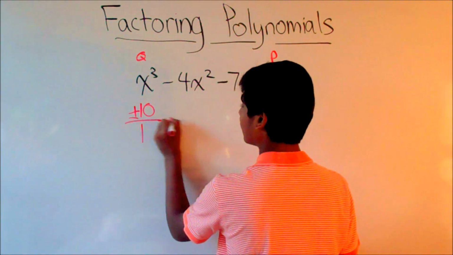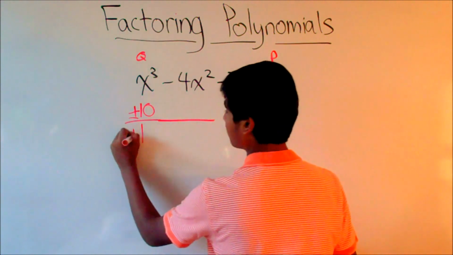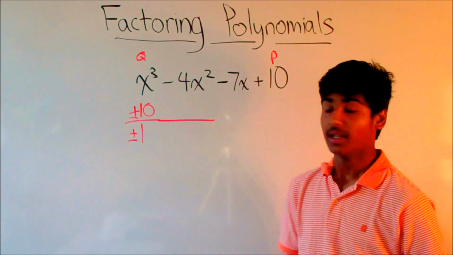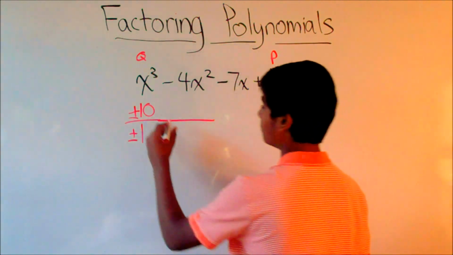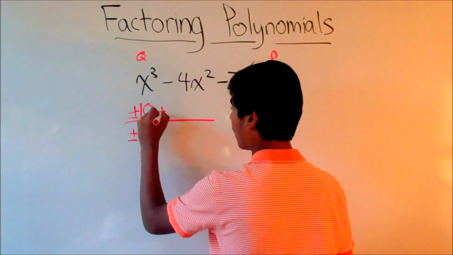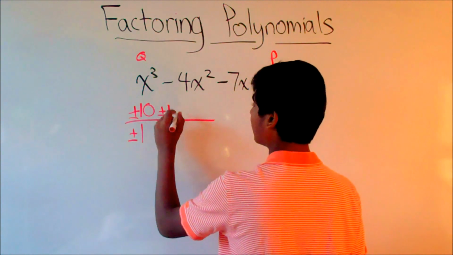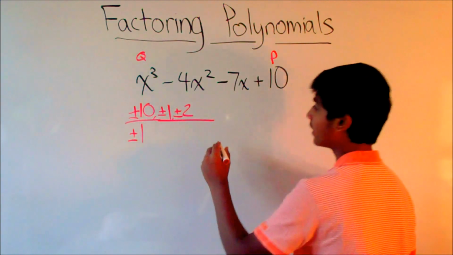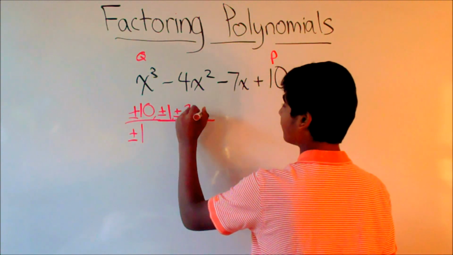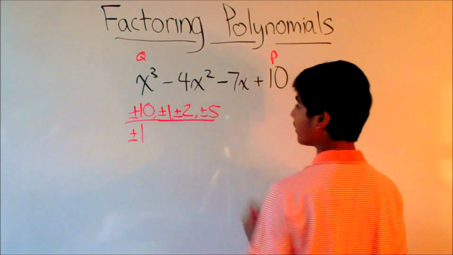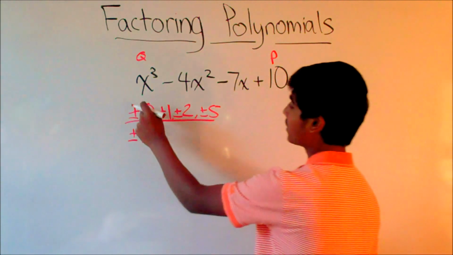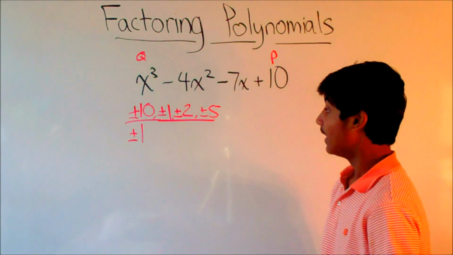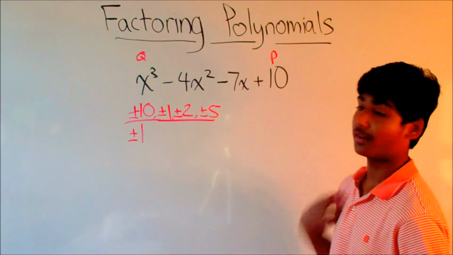Now remember, 10 has a lot of factors. 1 only has one factor, plus or minus 1. But 10 has a lot of factors, so it could be plus or minus 1, plus or minus 2, plus or minus 5, and plus or minus 10. So there are a lot of options. We have 8 options, and these are all prospective factors.